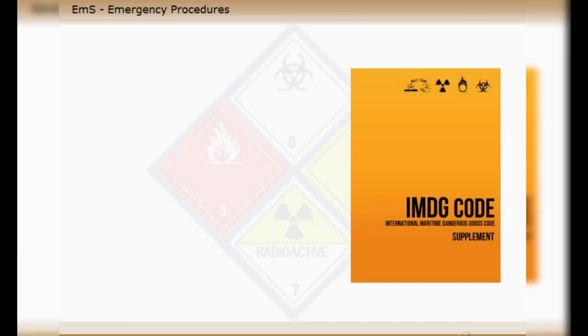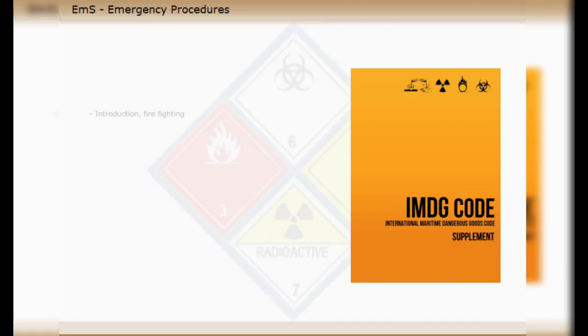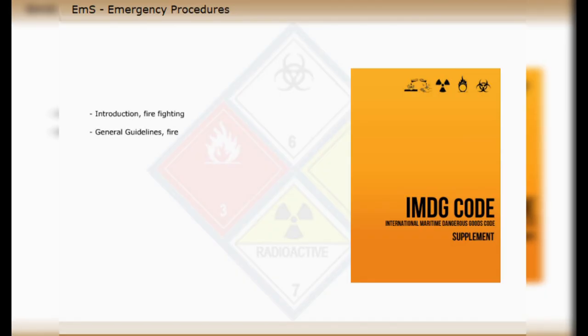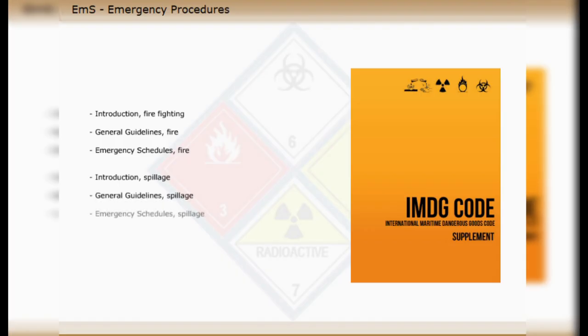The EMS guide delivers guidance on dealing with fires and spillages of these substances on board ships. It contains the following sections: Introduction, Firefighting; General Guidelines, Fire; Emergency Schedules, Fire; Introduction, Spillage; General Guidelines, Spillage; Emergency Schedules, Spillage; Index.